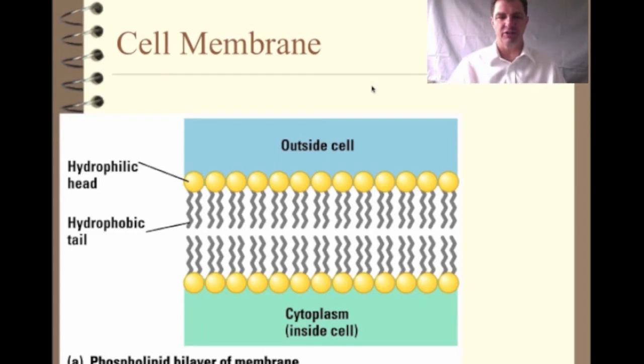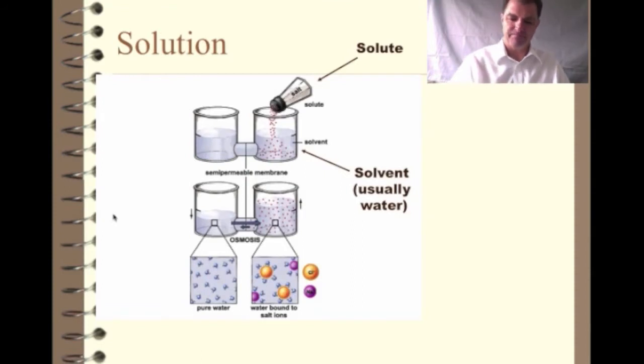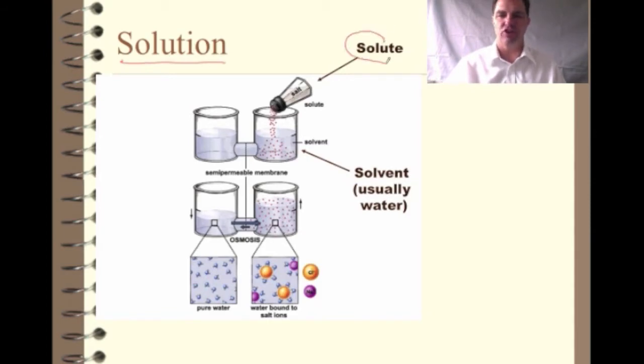Once again, here's just another picture showing you the hydrophilic region and the hydrophobic tails. Now, when we talk about things moving in and out of the cell, one of the things we have to talk about first is what a solution is. A solution is a mixture of two things in which you have a solute which gets dissolved, and a solvent which does the dissolving.